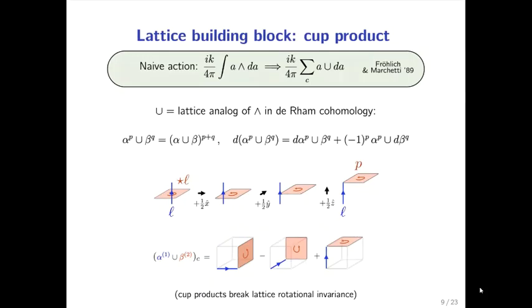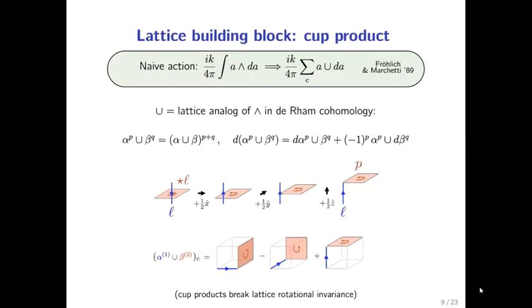Okay, so I just want to describe what this cup product is in the case of a 1-form and a 2-form. This is going to be some 3-form. What we do is we start with some link on the lattice, and it's naturally associated with a dual plaquette, a plaquette on the dual lattice which is pierced by L. We call that star L.